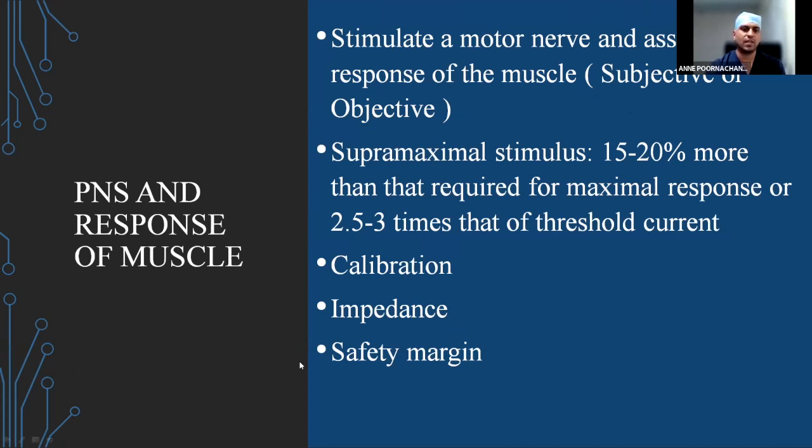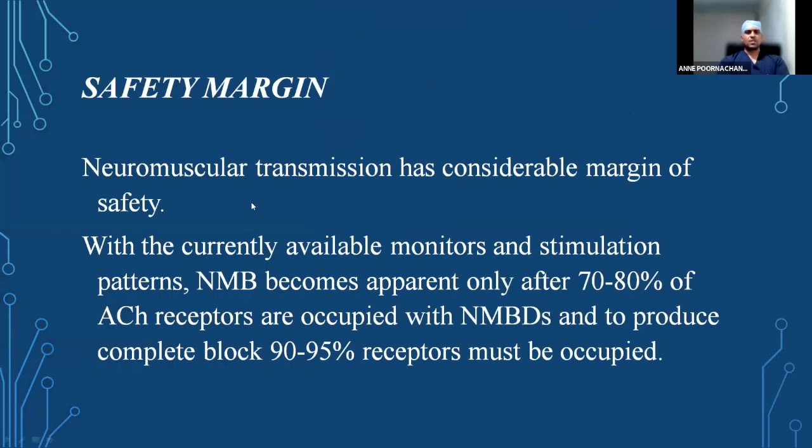And there is something called safety margin. Neuromuscular transmission has a considerable margin of safety. That is, with the available stimulation patterns and the monitors, neuromuscular block becomes apparent only after 70 to 80% of the acetylcholine receptors are occupied with neuromuscular blocking drugs. And to produce a complete block, 90 to 95% of receptors must be occupied.